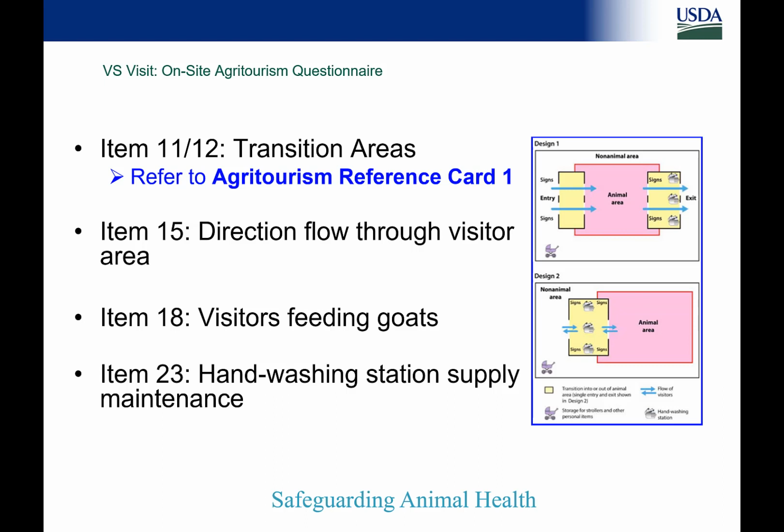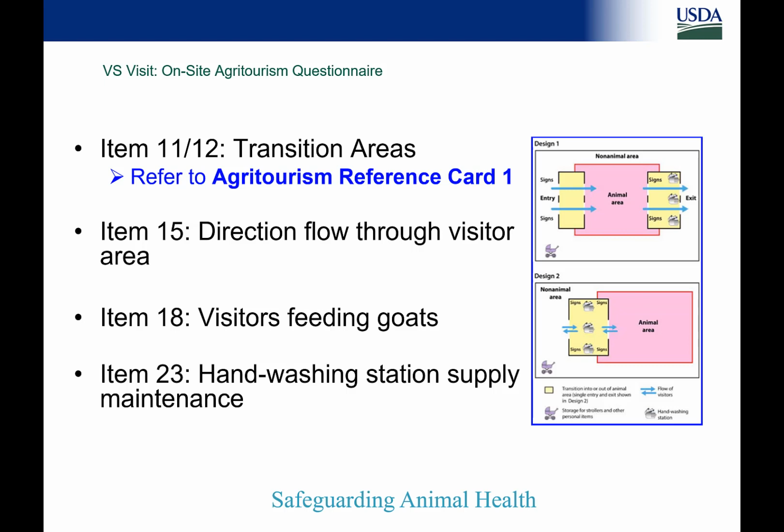Then we go to item 18, which is visitors feeding the goats. So what if visitors are not allowed to feed the goats, but sometimes pull grass to feed them through the fence? So you would select no because the visitors are instructed not to feed the goats. We can't control everything that someone does, but we want to know what are the general practices and procedures on this agritourism operation and their policies that they have in place. So you would mark no on that one.